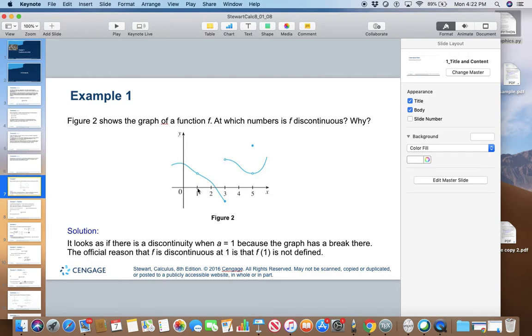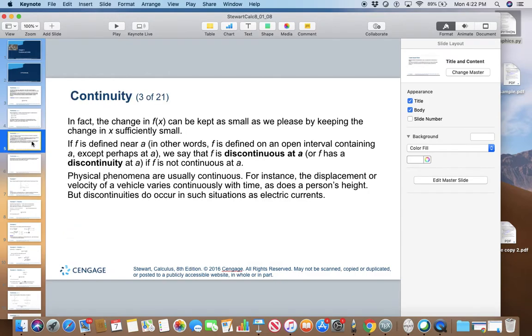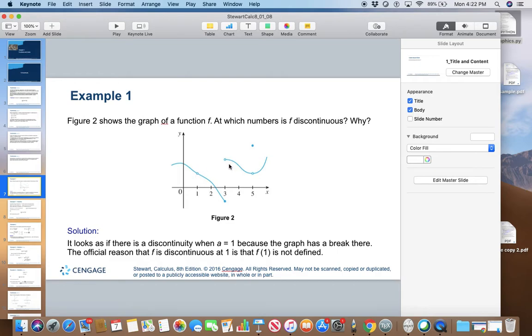Here at 1, before 1 and after 1, it seems there isn't much change. But at 1, it's empty. There is a big change. That's what I was talking about. If f(x) is continuous, then the change in f(x) can be kept as small as we please. That's what continuity requires. If you are not continuous, then there can be big changes.